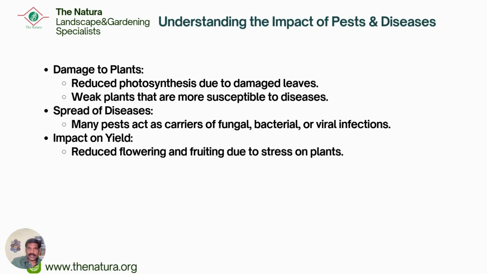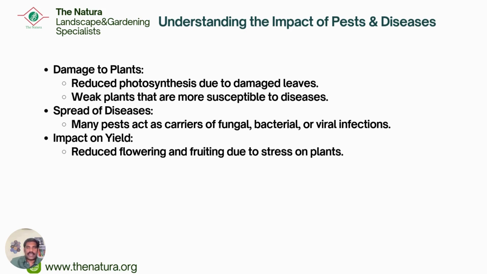So, what is the impact of pests and diseases? You all know this is mainly economic loss. One is damage to plants, reduced photosynthesis. Due to damaged leaves and reduced photosynthesis, we can very well see yield reduction in plants. Plants will become weak and more susceptible to diseases.